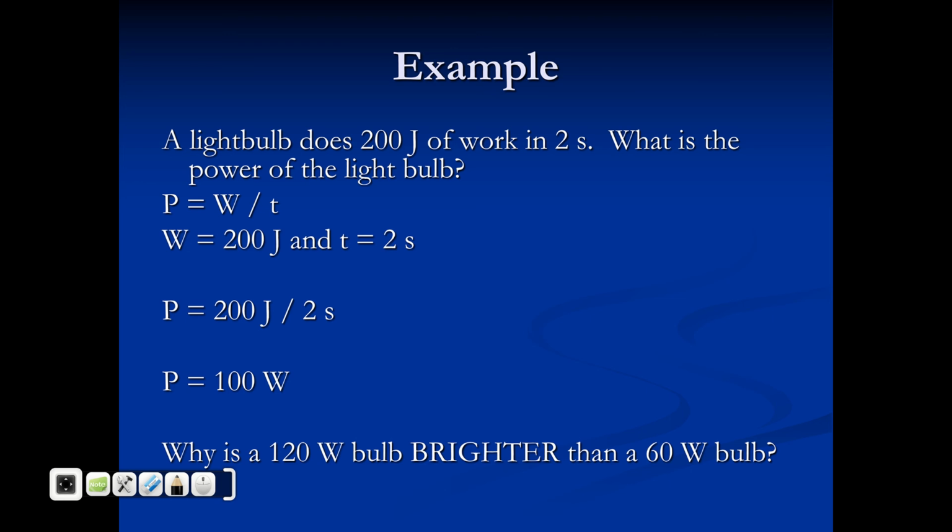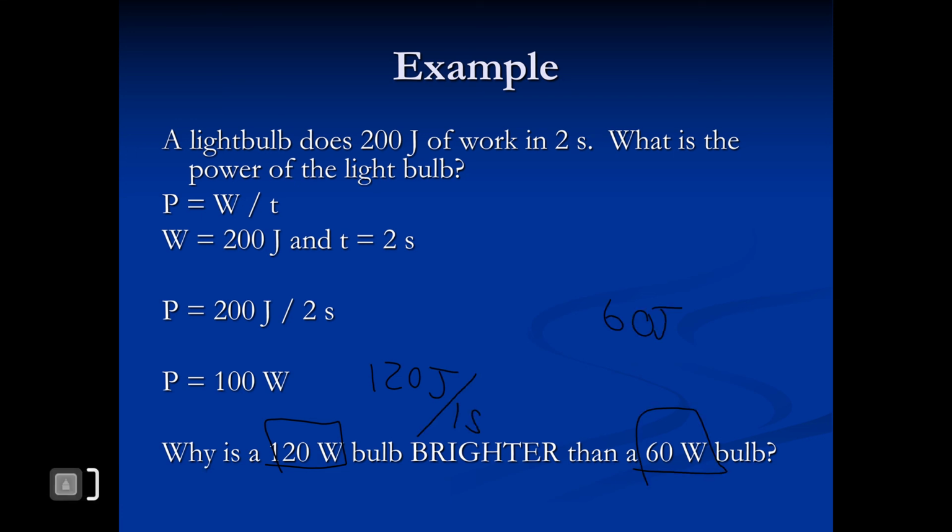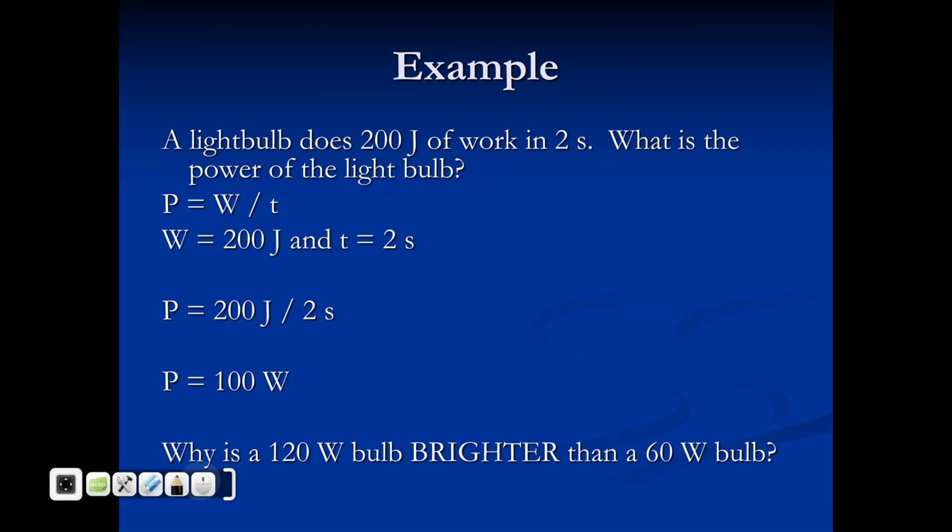So here's kind of just a more conceptual question with it. Why is a 120 watt bulb brighter than a 60 watt bulb? It's because a 120 watt bulb is producing 120 joules of energy every single second, while a 60 watt bulb is producing 60 joules of light energy every single second. It's producing more light energy. That's why it is brighter. Okay. In a shorter period of time.